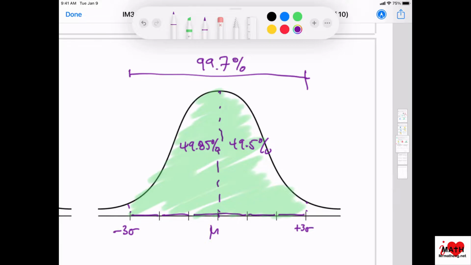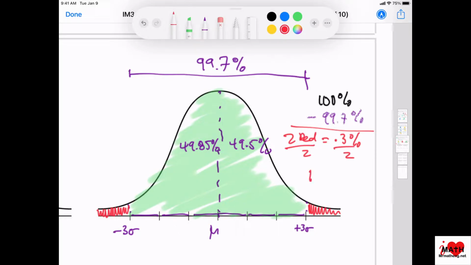Okay, I do want to point out an area that we did not talk about, this area in red. These are called the tails. And we talked about how the area under the curve is 100%. And if I do it for this problem, let's say I subtract 99.7. That means the two tails together equal 0.3%, the two reds. So 2 reds equals 0.3%. If you divide it by 2, you'll get one of these reds equals 0.15.